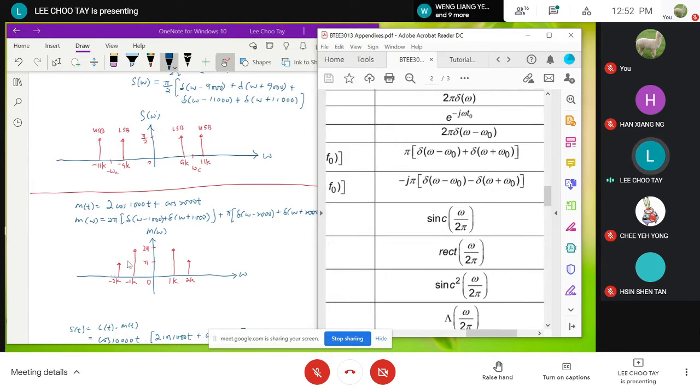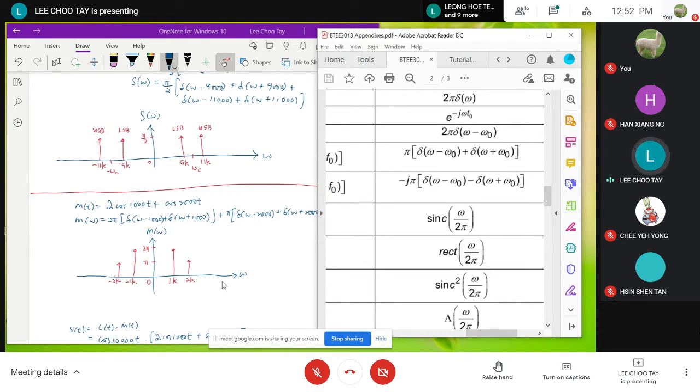So we're going to have 4 impulses. One at 1K, or 1000 radian per second, and the other one at minus 1K that comes from this term here. The amplitude of these two is 2π. And for the impulses at plus/minus 2000, the amplitude is just π. So this is the spectrum for the baseband signal. Your baseband signal only has 2 frequency components.